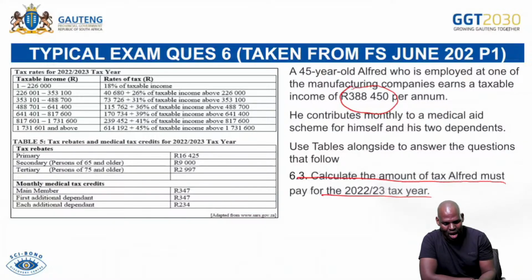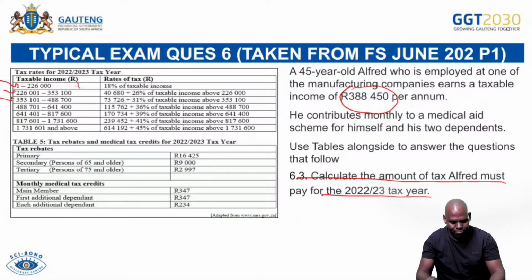Now we have to check under which tax bracket this amount falls. It's not in the first one, and not in the second one because 388 is bigger than 353. Then we go to this one, 353,101 to 488, and 388 is not bigger than 488. So this will be tax bracket number 3 if you number them: 1, 2, 3.